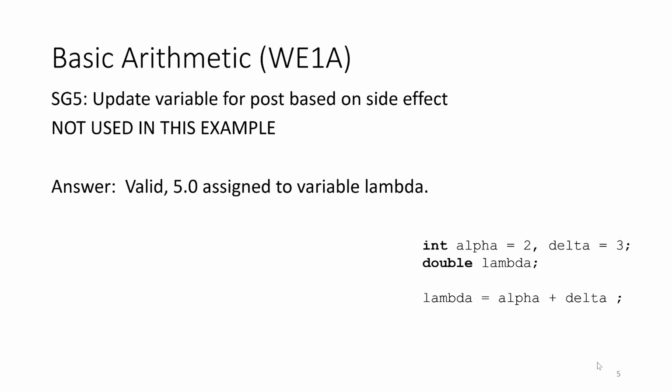Subgoal 5 is not used in this example. The answer would be the statement is valid and the value 5.0 is assigned to the variable lambda. That is the end of this worked example.